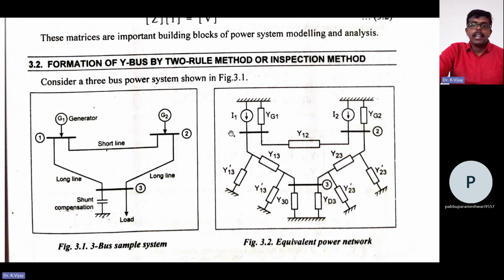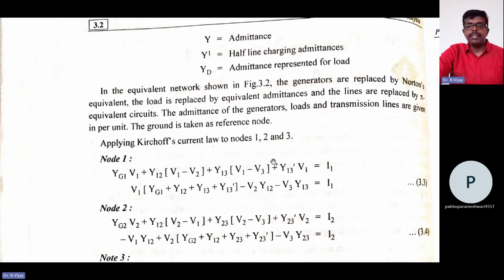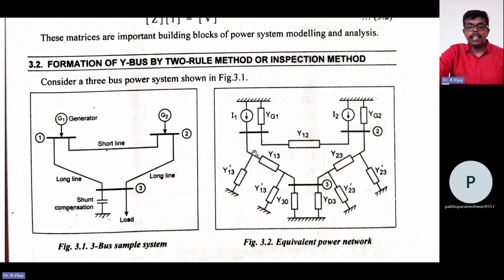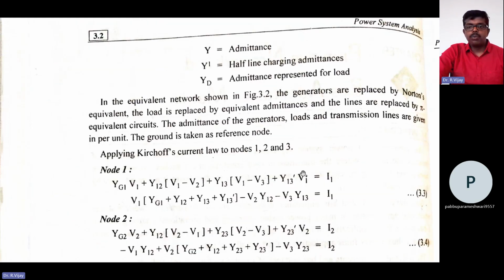What are all the things connected at node 1? The generator admittance is connected, that is the self admittance of the generator, and Y12, Y13. Y13 into (V1 minus V3). And here the line charging admittance also you need to take, that is Y13 dash into V1. That is equal to I1. Understood? This is very, very important for us.